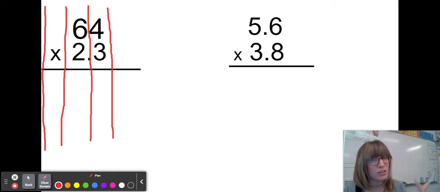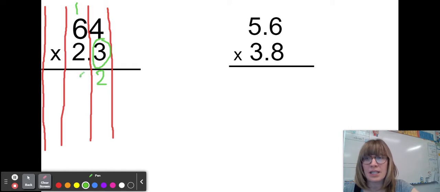We do want to remember that it's there, so we remember to come back to it, but we're going to multiply like it is not there. So in that case, we know what to do. We're going to multiply our digit in the ones place by all the parts in the number above it. So 3 times 4 is 12. And 3 times 6 is 18, plus 1 is 19. And then we've multiplied the 3 by all the parts of the 64.